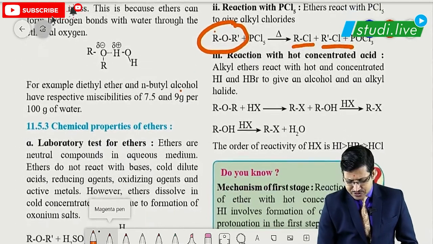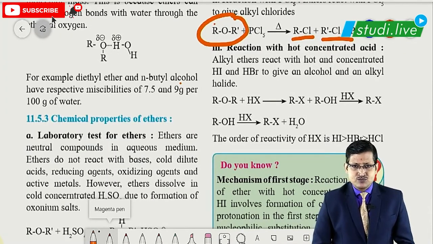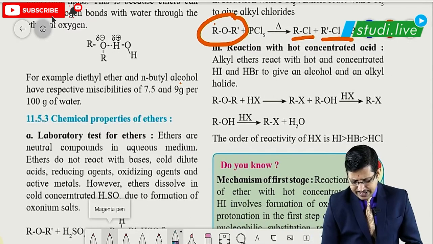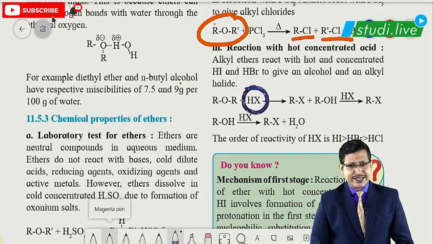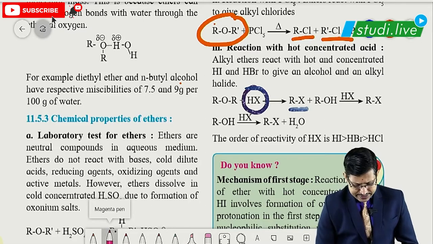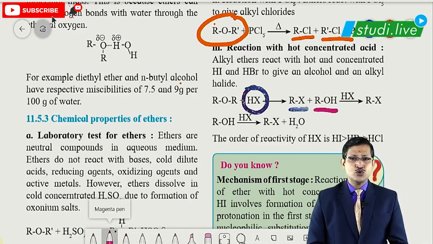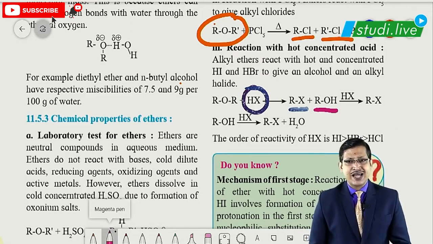The next reaction is the reaction with hot concentrated acid, like HX. When ROR reacts with HX, it gives you RX in the first step, and in the second step, it gives you ROH. So you will get a mixture of 2 different compounds, alkyl halides and alcohols.